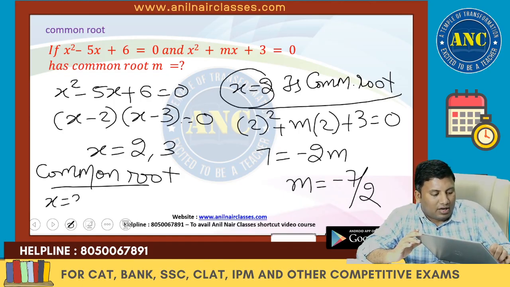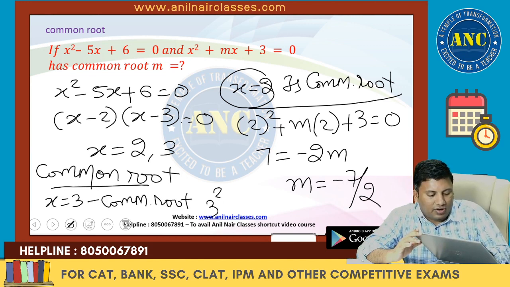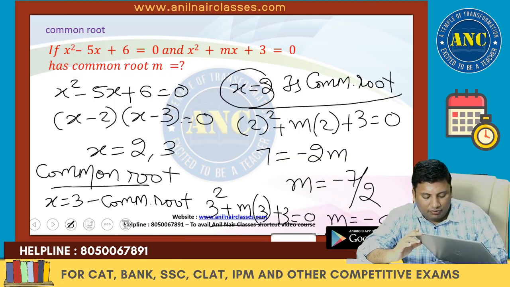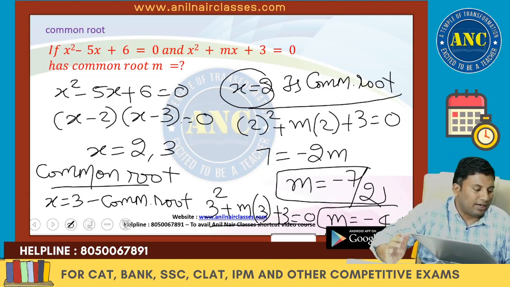If x equivalent to 3 is a common root, then 3 square plus m into 3 plus 3 equivalent to 0. So m equivalent to minus 4.